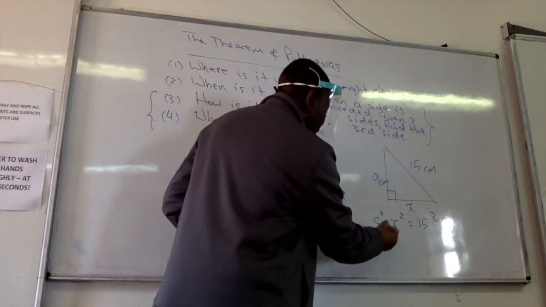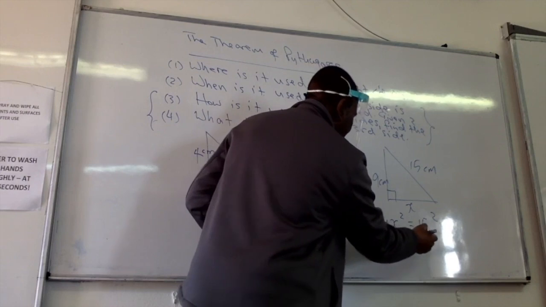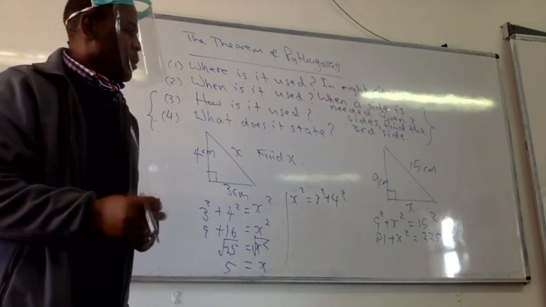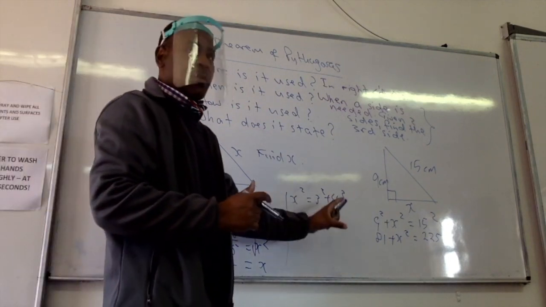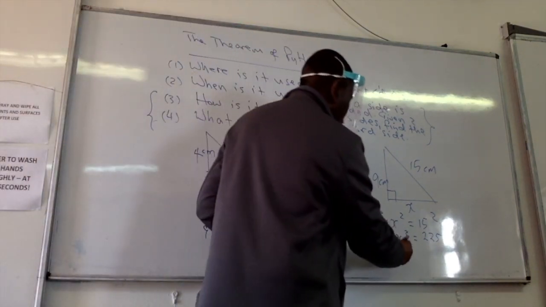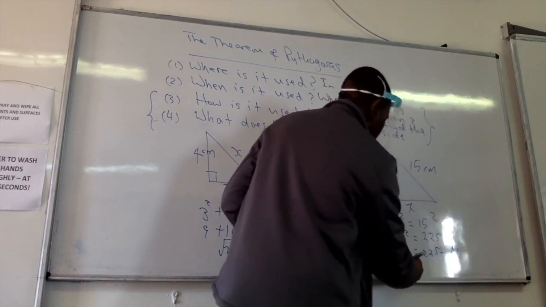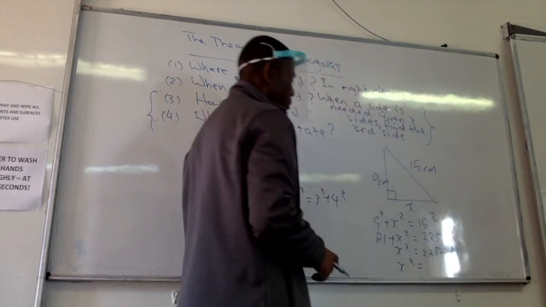9 squared is 81, right? And 15 squared, what is 15 squared? Let's calculate. Right, then we are looking for x, so we need to now move everything. Like the 81 should be moved to the other side. So this is now 225 minus 81. What is 225 minus 81?